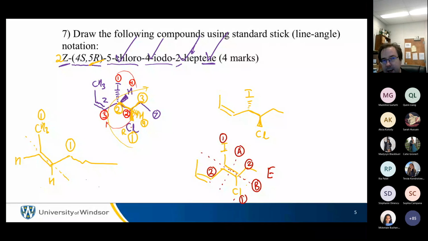You could tell me that the iodine and the ethyl group are cis to each other, or that the chlorine and the propene group are cis to each other. Those are all true statements. But you can't say that double bond is trans or that double bond is cis. You can say that double bond is E. That is completely clear.